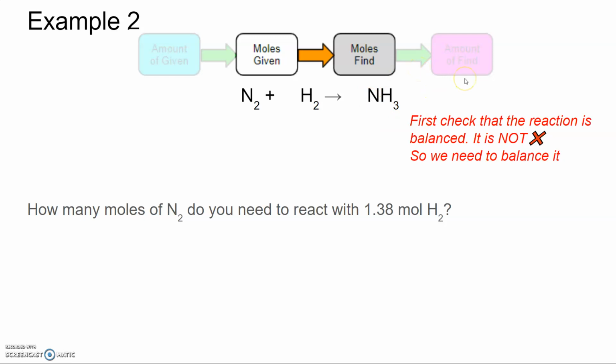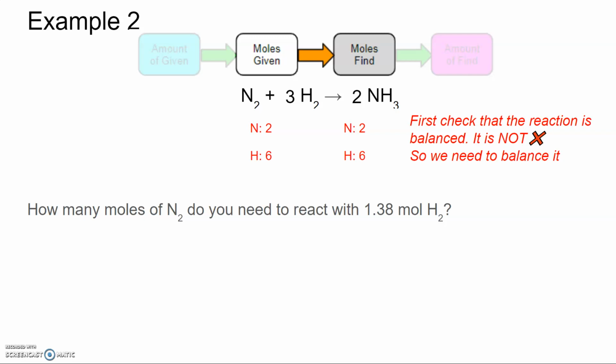So it's not balanced. So what we're going to do is balance it by changing the coefficients to the appropriate ones. And if you're not sure how to balance this equation, I will link extra help in the description. This is a skill that you just need to know and be able to do, but we won't cover it here. But there's a video that will show you how to balance this exact equation.